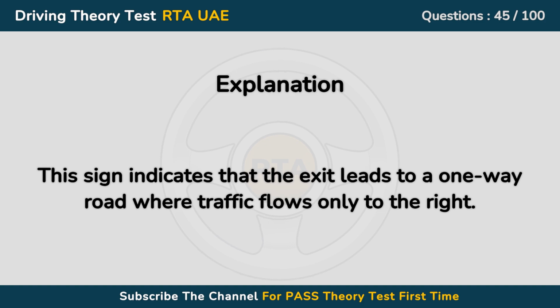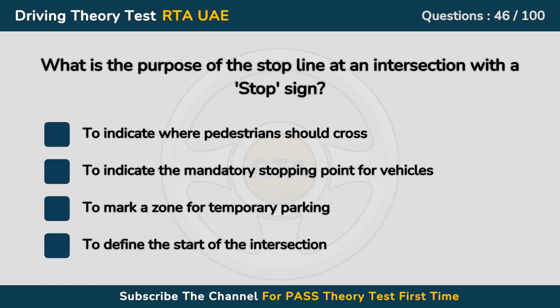Answer is A. Maximum speed limit of 50. This maximum speed limit 50 sign indicates that the maximum permissible speed in the area is 50. Question 50. What is the purpose of ABS braking system?